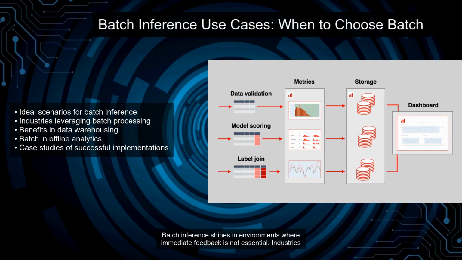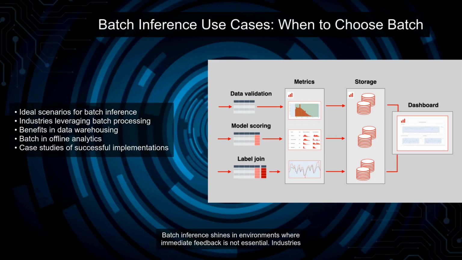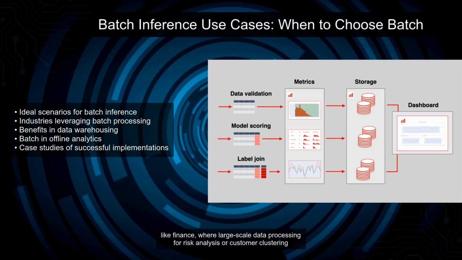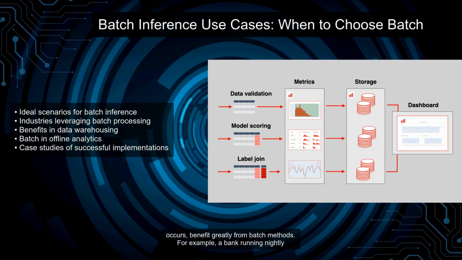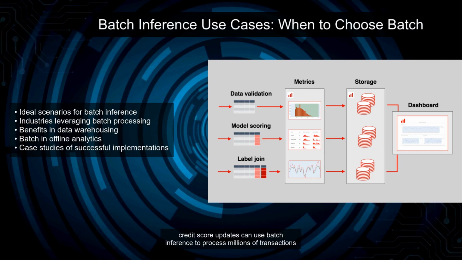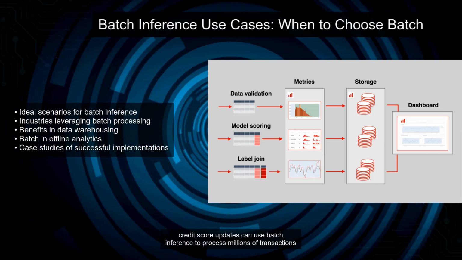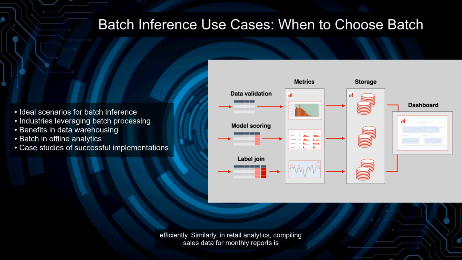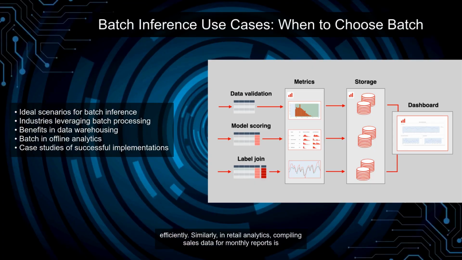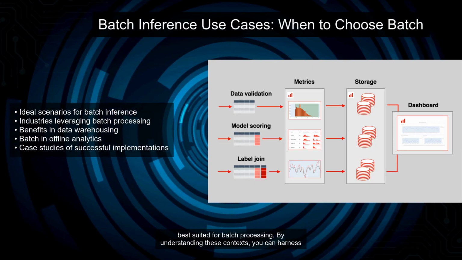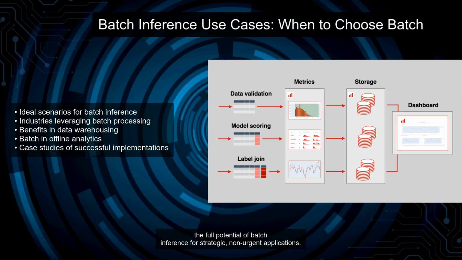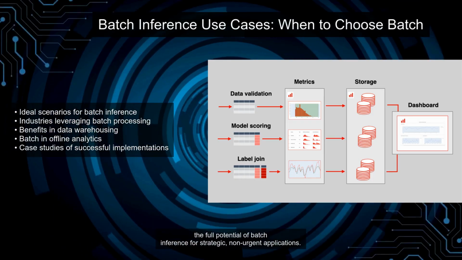Batch inference shines in environments where immediate feedback is not essential. Industries like finance, where large-scale data processing for risk analysis or customer clustering occurs, benefit greatly from batch methods. For example, a bank running nightly credit score updates can use batch inference to process millions of transactions efficiently. Similarly, in retail analytics, compiling sales data for monthly reports is best suited for batch processing. By understanding these contexts, you can harness the full potential of batch inference for strategic, non-urgent applications.